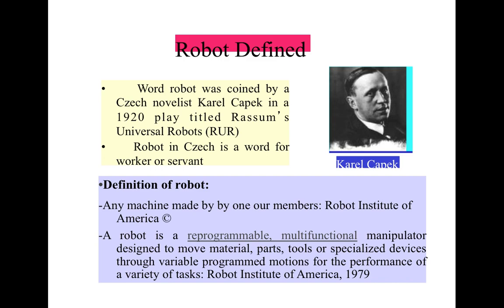So that is what is called reprogrammable. If you select program one, it performs a particular type of task, and if you select program two, it performs another type of task. So this is all about the definition of robotics. It is designed to move material, parts, tools, and specialized devices through variable programmed motions for the performance of a variety of tasks. That is the standard definition.